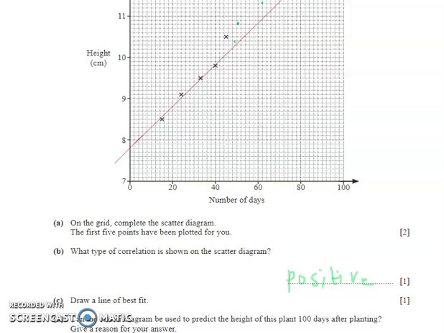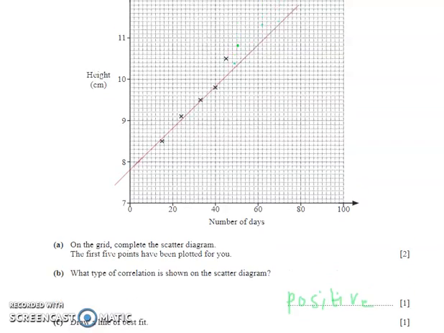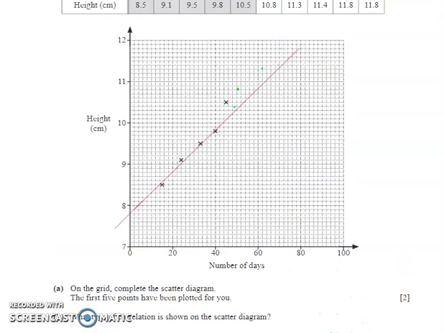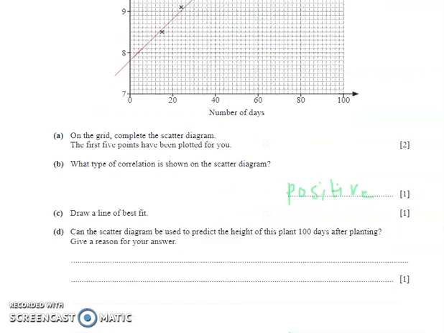All right, then draw a line of best fit. So how do we draw a line? We basically connect most of the points. We make a line, that line is according to the estimate. So most of the points are connected and it's near the other points, as you can see, and this is the line of best fit. And why am I writing that this is a positive correlation? Because as the number of days are increasing, the height is also increasing.